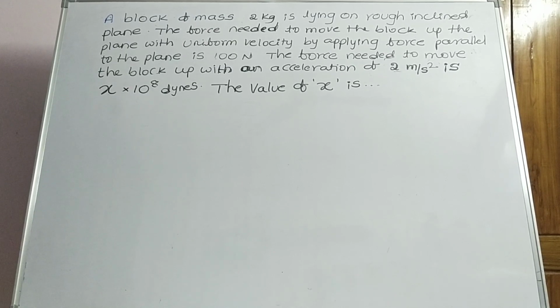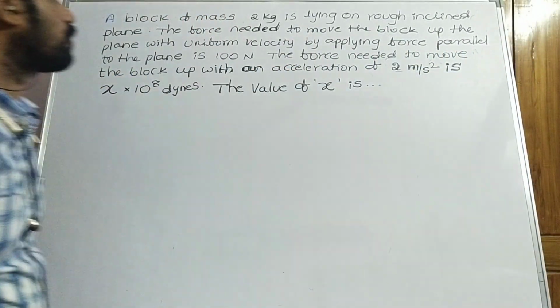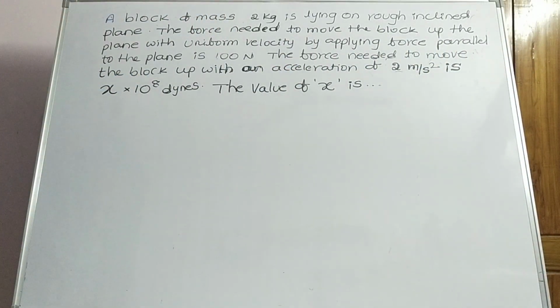A block of mass 2 kg is lying on a rough inclined plane. The force needed to move the block up the plane with uniform velocity by applying force parallel to the plane is 100 Newton. The force needed to move the block up with an acceleration of 2 meter per second square is x into 10 power 8 dynes. The value of x is? So it is a good question.